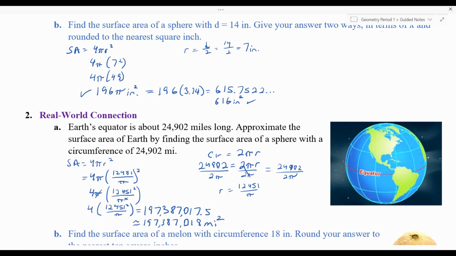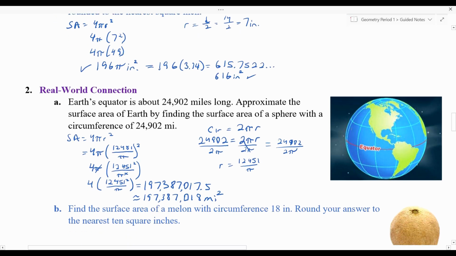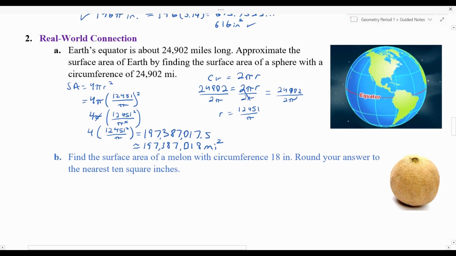Huge number, and it makes sense because we're dealing with the size of the Earth, so the numbers should be big. Okay? Part B is yours. It says, find the surface area of a melon with the circumference 18 inches. Round your answer to the nearest 10 square inches. Okay? Give this one some thought. I even gave you the picture of a melon there. Good luck.